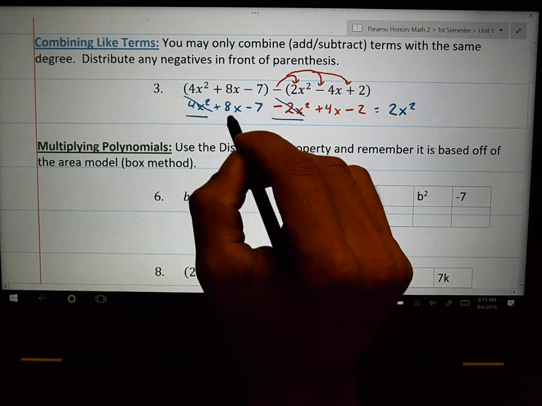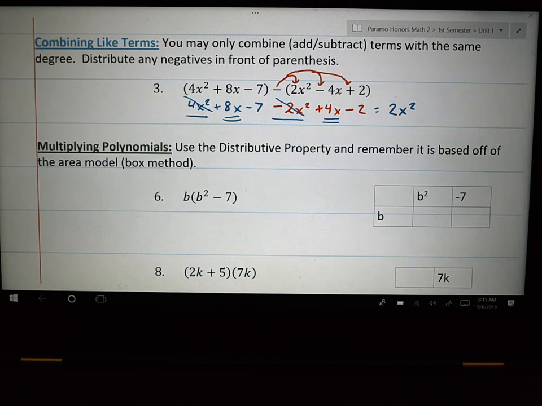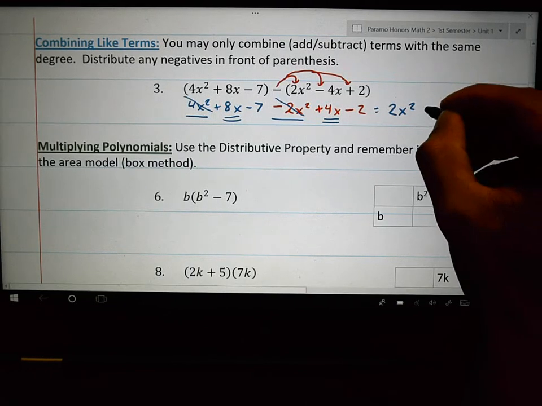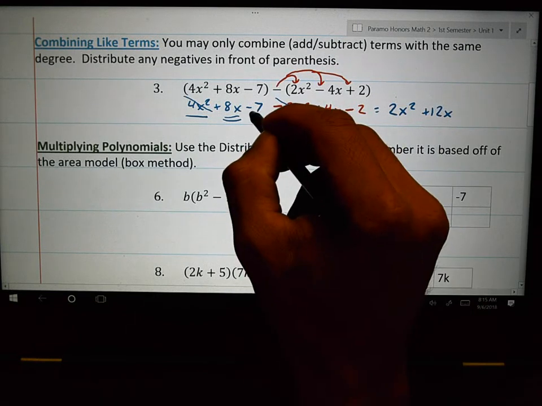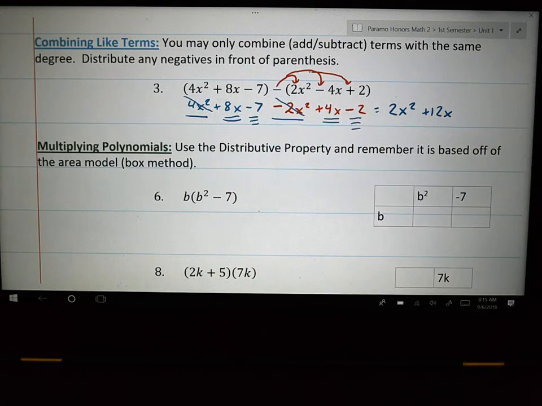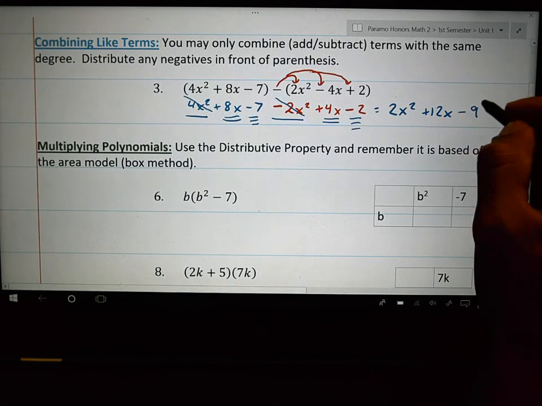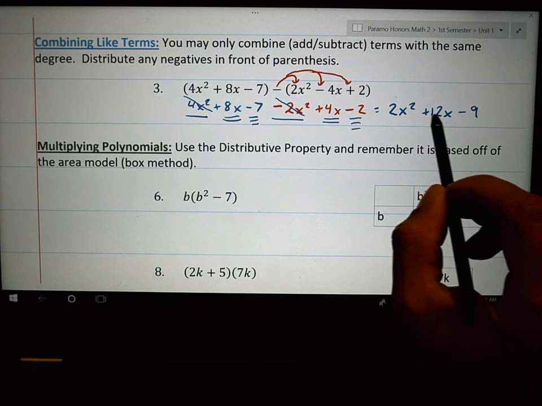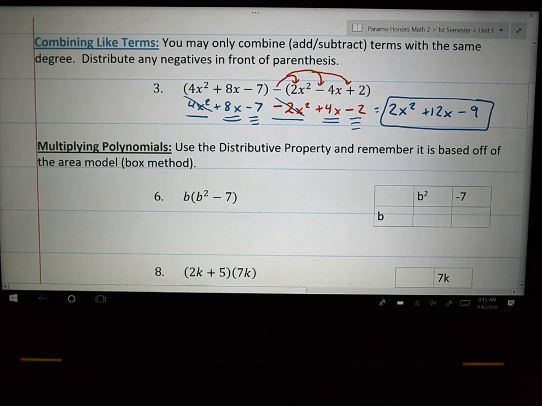The next two things that I can put together, I have an 8x together with the 4x. 8x plus 4x is how many x's? 12x. Then I have a minus 7, which is a constant, with this other constant, which is minus 7 minus 2. Negative 7 minus 2 is? And notice my answer is in standard form, and I've put it all together. That's what our answer would be. It's a polynomial in descending order, and we're done with that problem.